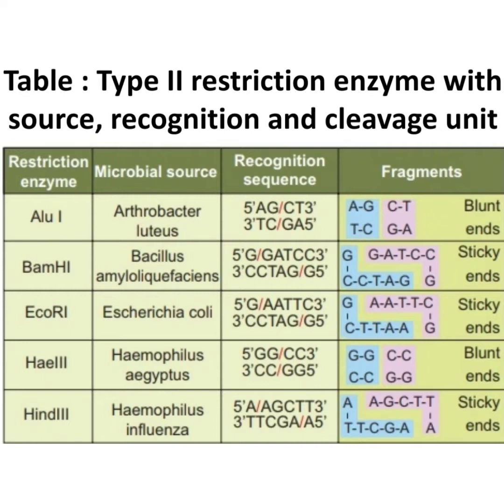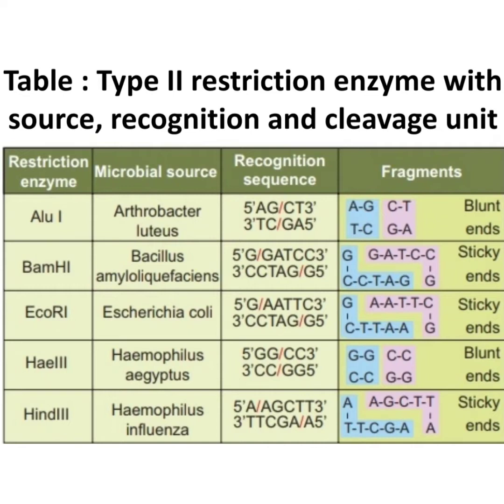EcoRI is obtained from Escherichia coli. The above strand 5'-G, AATTC-3', and the complementary strand 3'-CTTAA, G-5'. You can see the cut between G and A in the above strand and the complementary strand between A and G. So, the fragments obtained are G and CTTAA, and another fragment AATTC and G. These are sticky ends.